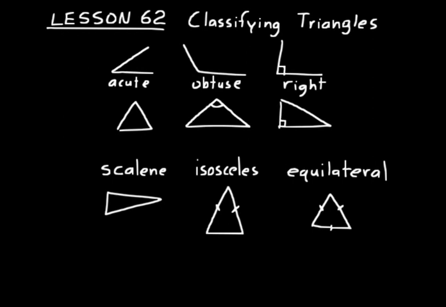Now, like I'm doing there, I'm drawing tick marks to represent sides that are equal in length. So on a scalene triangle, we could put one tick mark there, two there, three there, to represent that no sides are the same length. Different numbers of tick marks mean different lengths of sides.